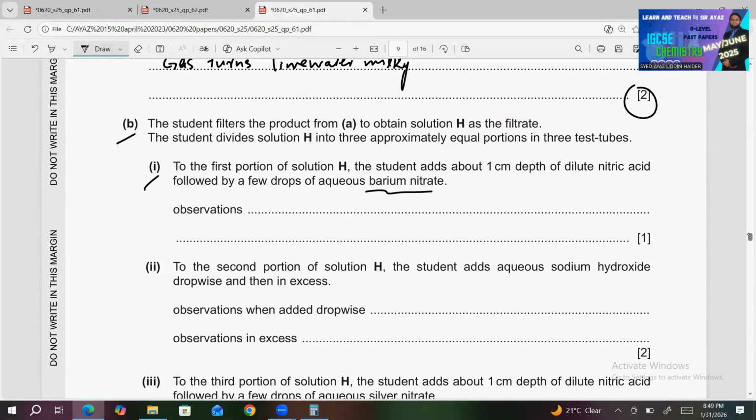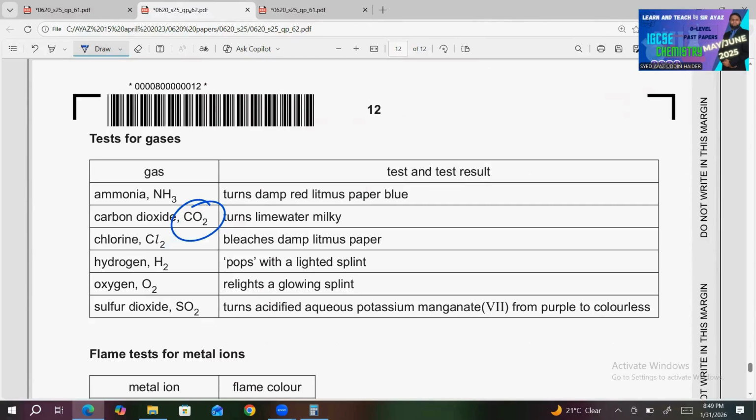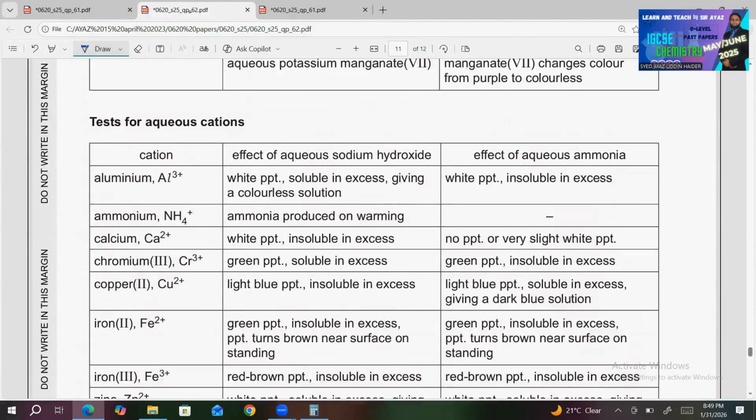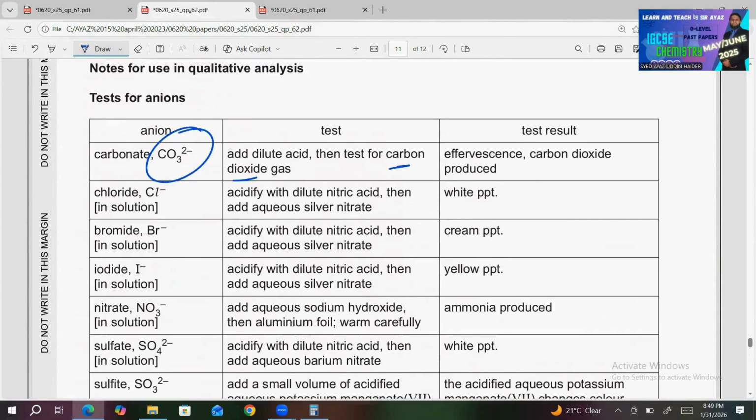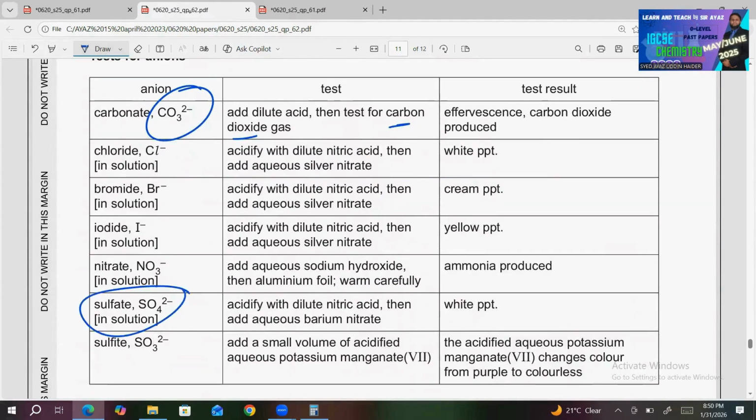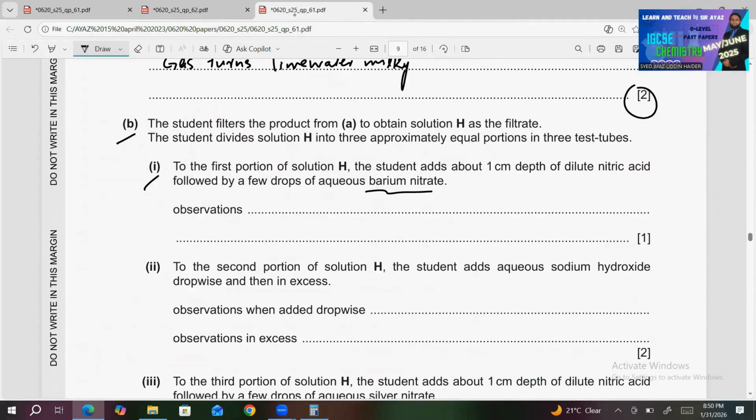Observations. Now, barium nitrate is used to test what? If you look at the list of the anions, you have sulfate ion here. This one is used to test the presence of the sulfate ion. So we know it's calcium carbonate. So for observation, what you will write? You will write no change. As sulfate ion is not there, so it won't give any white precipitate or any reaction.